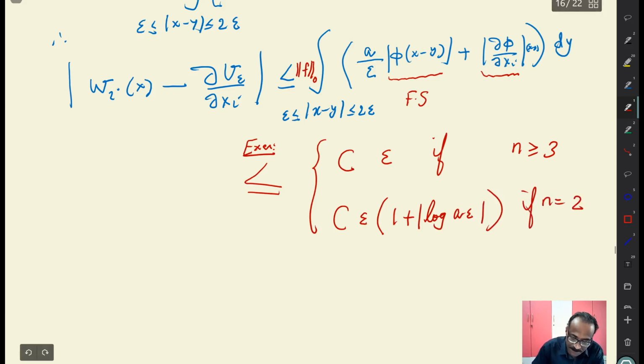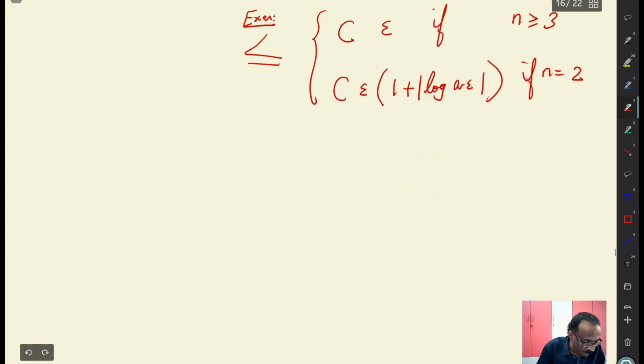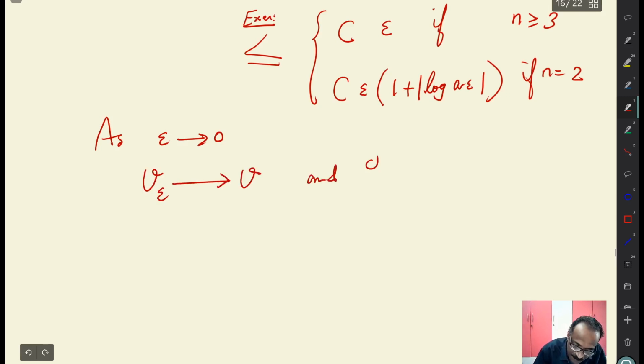Okay. So you see, as epsilon goes to 0, you have the correct estimate. These are the estimates. So as epsilon goes to 0, you already know that v epsilon converges to v. That we know. And now you have also proved that your d v epsilon by d xi will converge to your w i.